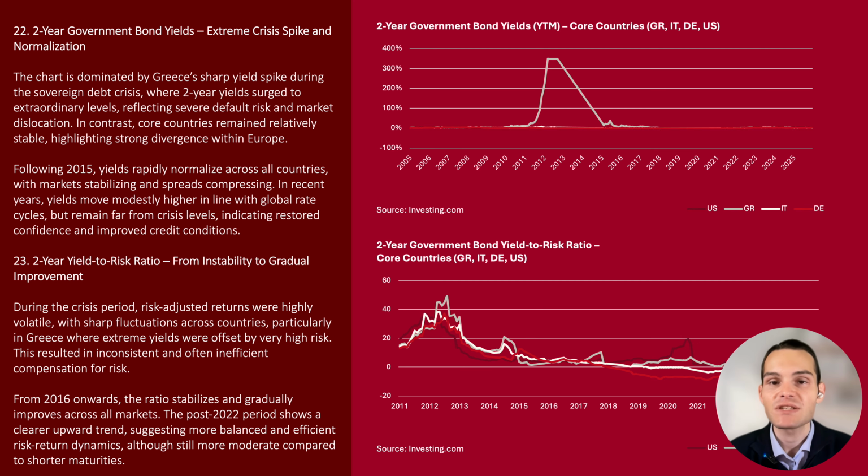This chart focuses on 2-year government bond yields across Greece, Italy, and the US. The most striking feature is Greece's dramatic yield spike during the sovereign debt crisis, while Germany and the US remained generally stable. After 2015, yields gradually normalized and spreads compressed as fiscal conditions improved and investor confidence returned. The lower chart shows that risk-adjusted performance was highly unstable during the crisis years, particularly in Greece, but gradually became more balanced over time.